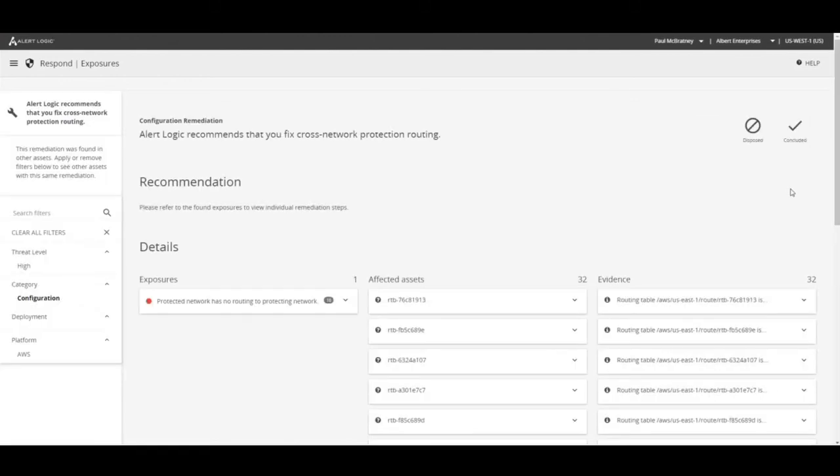Again, if you do have things that are showing up that aren't a concern any longer, you remove the server, you don't want to cover that server, you can dispose them. When you've actually taken the remediation steps, remember that you're going to want to conclude them.